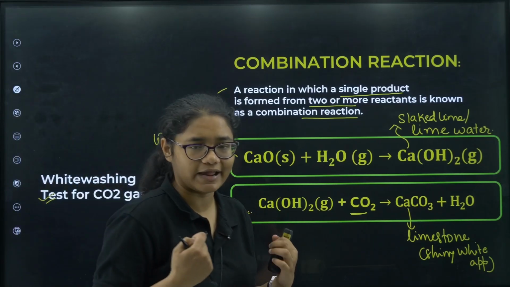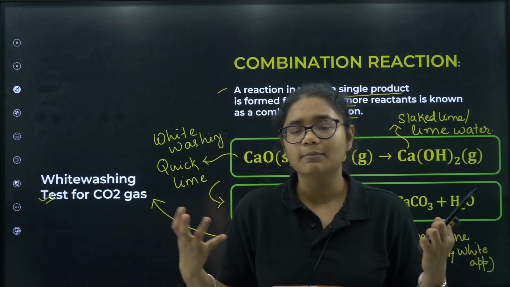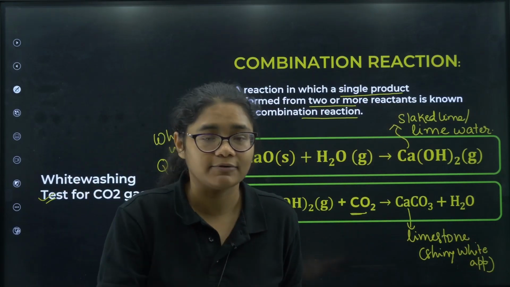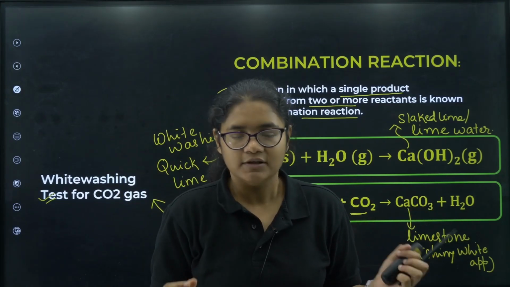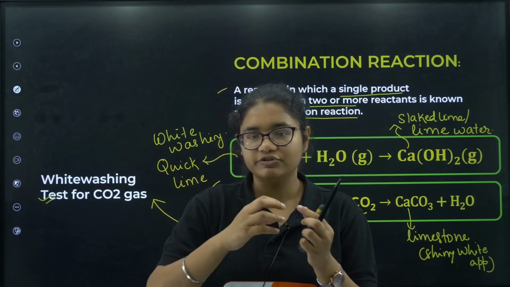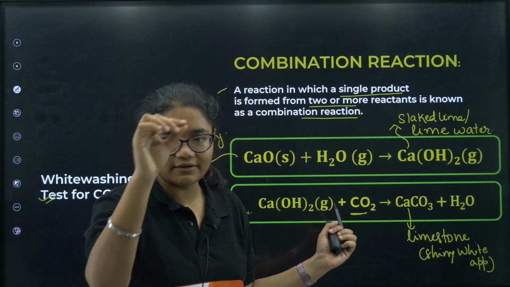Suppose we have done a reaction, and when gas is evolved, bubbles come out. These bubbles can be of any gas; it can be hydrogen, nitrogen, or carbon dioxide. So how do we analyze which gas it is? There is a very simple test for that. Whatever gas is evolved, you just have to pass it through calcium hydroxide solution, through a delivery tube.